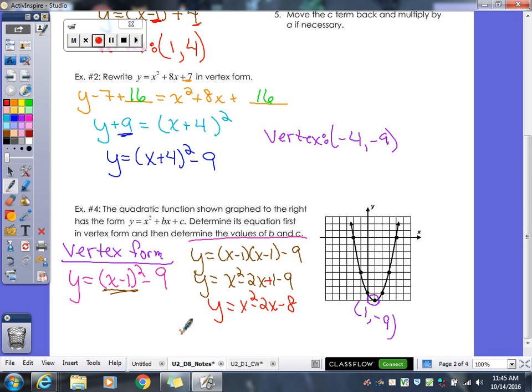So what are our values of b and c? B is what? Oh, not 2. Negative 2. What's c? Negative 8.